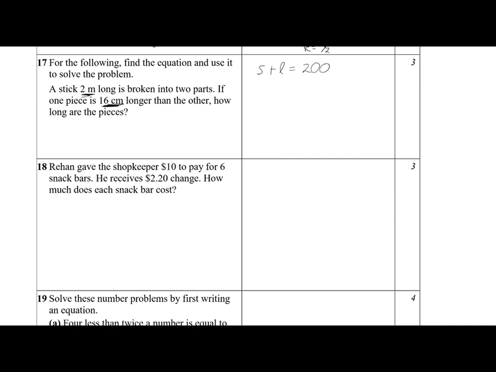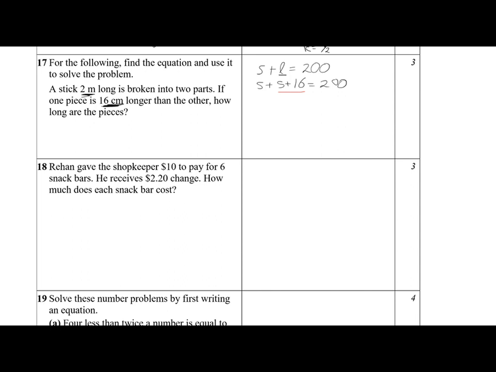Okay, this is an equation and we've got 2 unknowns. So that's not really going to work. We're not going to be able to solve this. So what we're going to say is, well, the longer piece is 16 centimeters longer than the short piece. So if the short piece is S, then the long piece is S, but plus an extra 16. So what have I done here? I've taken this L and I've broken it up into an S plus 16.